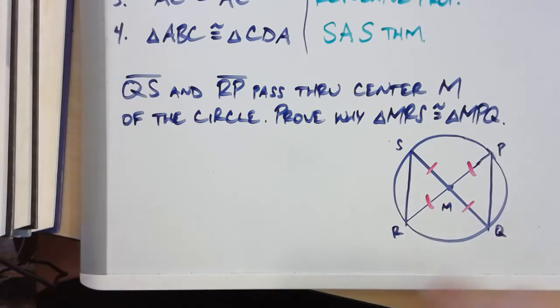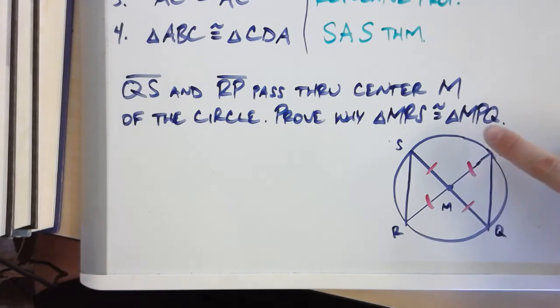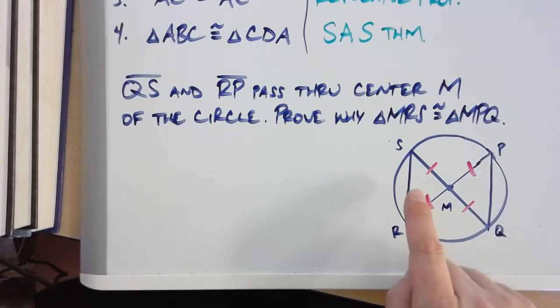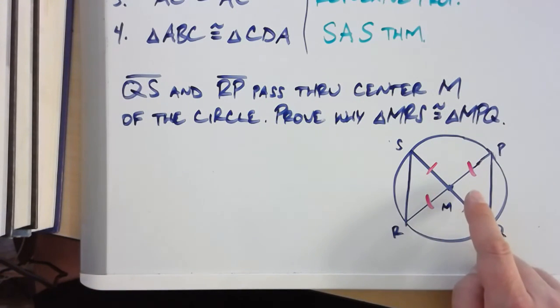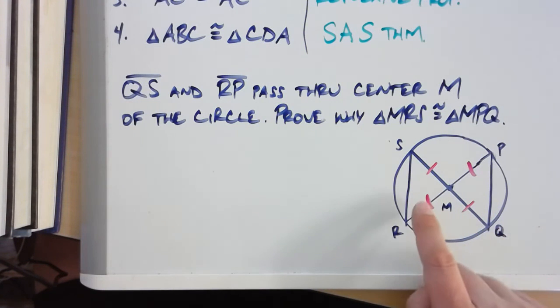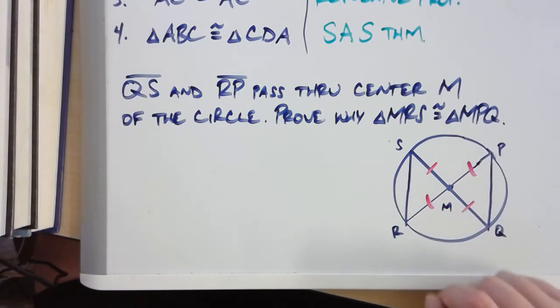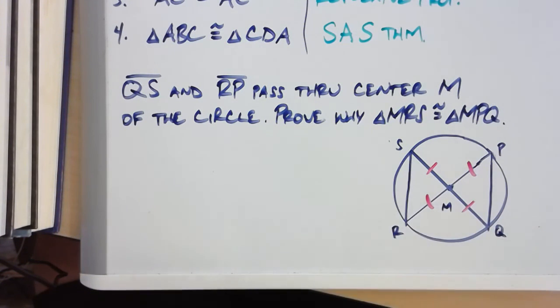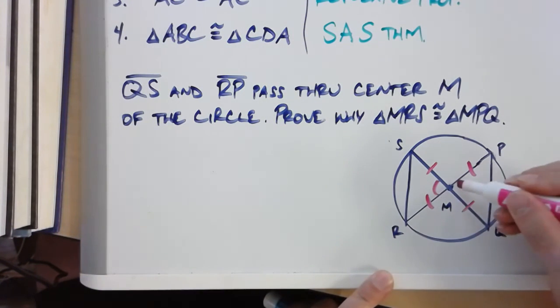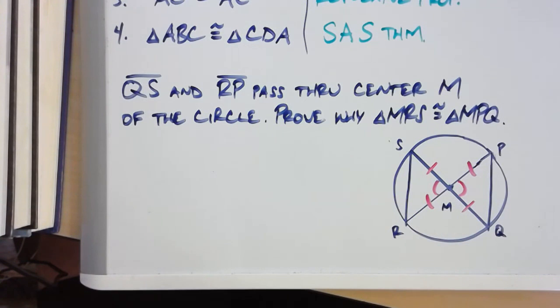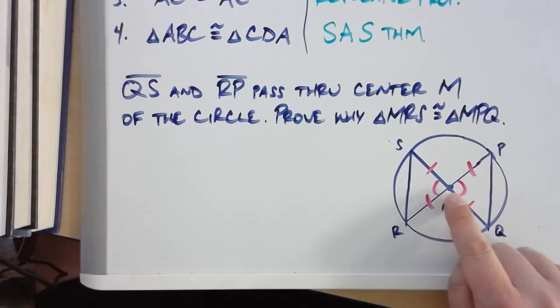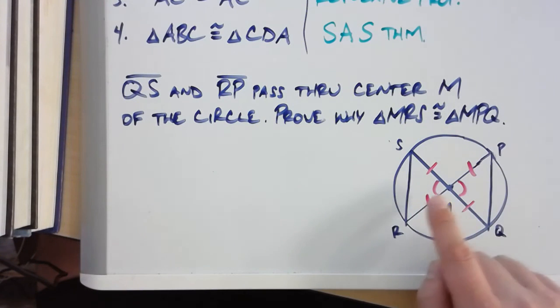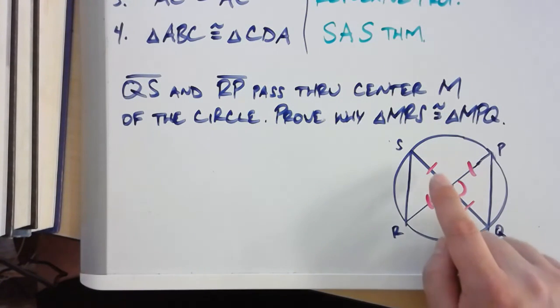Why does that matter? I need to prove why MRS and MPQ, basically this left triangle, is congruent to that one. Well, now I have 2 sides congruent to 2 sides of the other. I just need to show the included angle wedged in between those sides is congruent. Basically, I need to show this. Why? I'm just going to jump right to that conclusion. These are what we call vertical angles. Vertical angles is if I make an X, opposite angles have to be congruent. Side, angle, side.